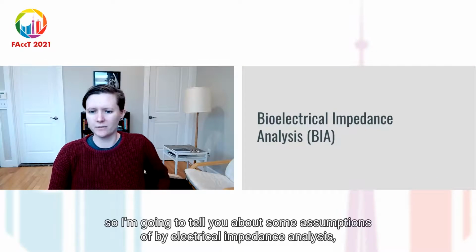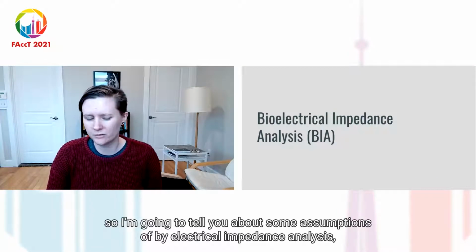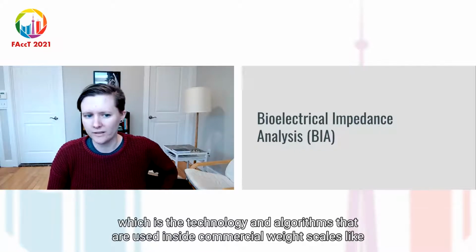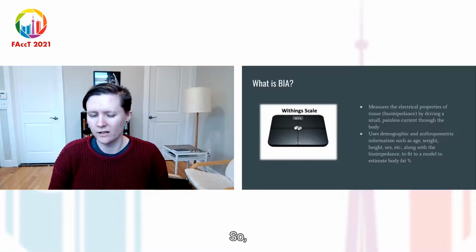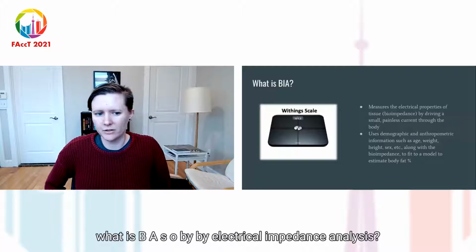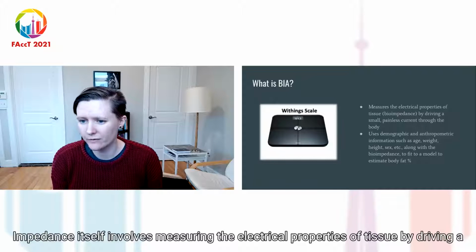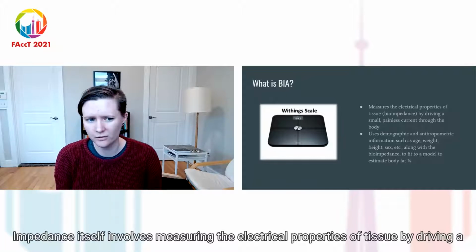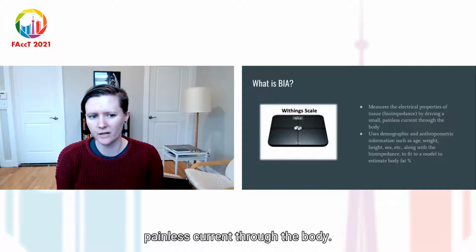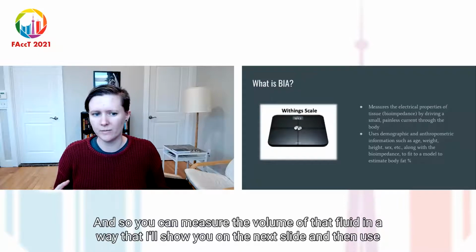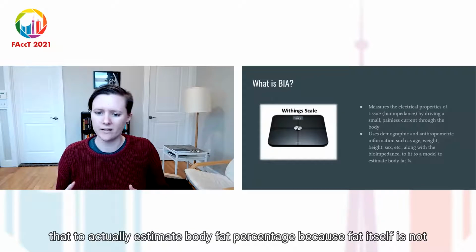Okay, so I'm going to tell you about some assumptions of bioelectrical impedance analysis, which is the technology and algorithms that are used inside commercial weight scales like the Withings scale. So first of all, what is BIA? Bioimpedance itself involves measuring the electrical properties of tissue by driving a small painless current through the body. Your body is made primarily of conductive fluid, and so you can measure the volume of that fluid in a way that I'll show you on the next slide, and then use that to estimate body fat percentage, because fat itself is not conductive.